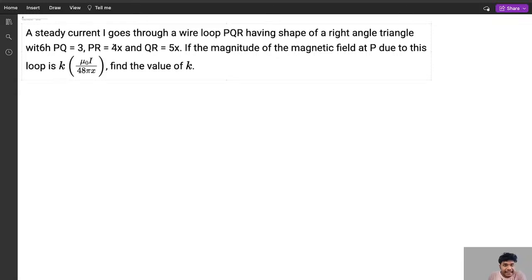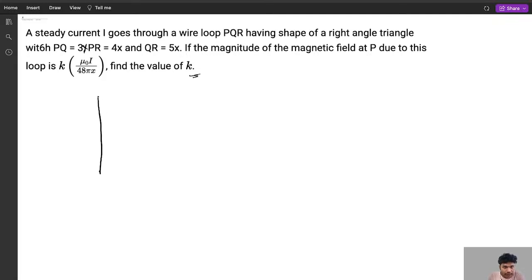A steady current I goes through a wire loop PQR having the shape of a right angle triangle, with PQ as 3x, PR equal to 4x, and QR 5x. The magnitude of the magnetic field at P due to this loop is k times mu naught I upon 48 pi x. Find the value of k. So what is the situation?